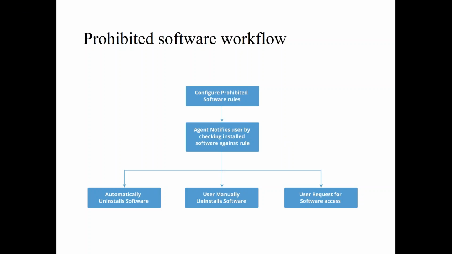And based on that, it is going to help us to automatically uninstall the application from the Desktop Central Server, or we can notify the users and uninstall it, or we can also raise a request for software access, meaning the user can raise a request to use this application, so we can approve the user to go ahead and use this application. So these are the things which we can do over here.